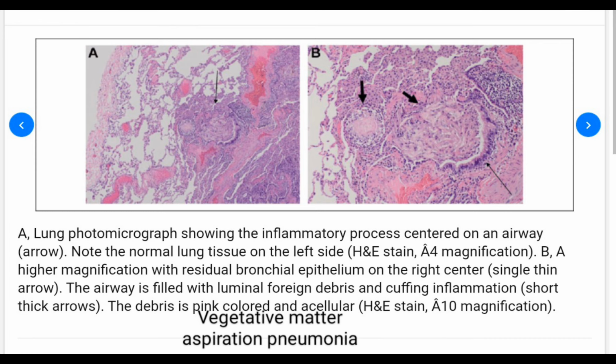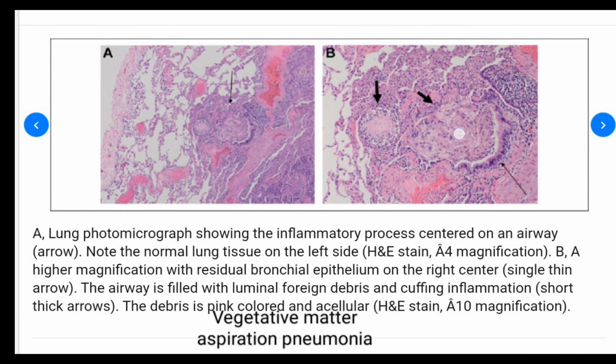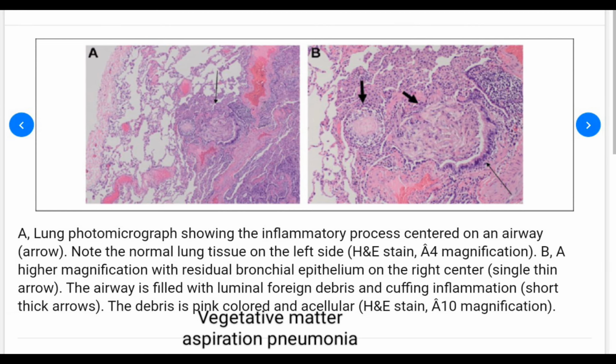Then this is a lung photomicrograph, and the history will be given that the person ingested a foreign body and the lung specimen is taken, the person died due to choking, then it will be vegetative matter aspiration pneumonia. Basically, in this slide, vegetative matter will be present in the lung tissue. That will lead to granuloma formation.